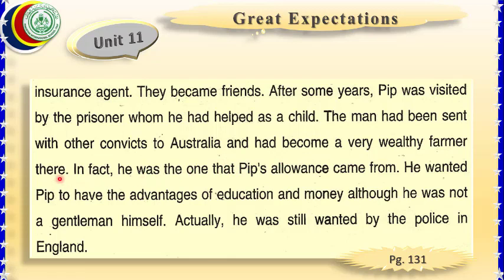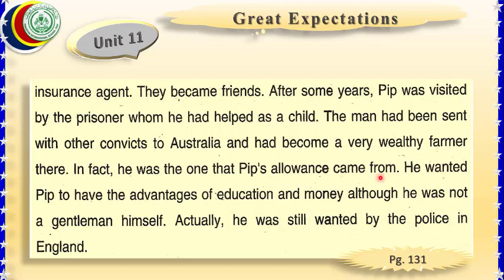The prisoner has done something wrong. As his punishment, he was sent to Australia. Dear students, at that time there was a custom to punish someone. This was the punishment, that he was sent to any other country to live over there. In fact, he was the one that Pip's allowance came from.